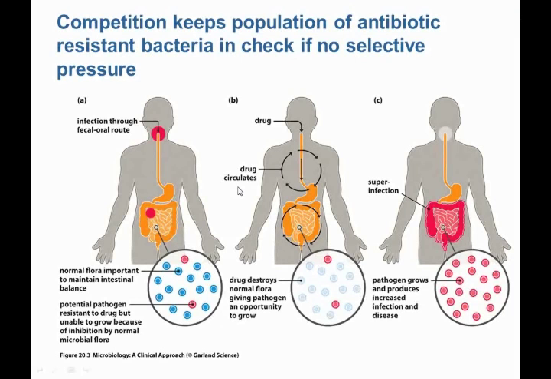If you think about it this way, competition keeps the population of antibiotic-resistant bacteria in check if there's no selective pressure. This is a great figure to say don't take antibiotics if you don't need them. So here it's showing essentially in your gut you have these microbes. Here are 2 in red that had a random mutation that makes them resistant to antibiotics. Now let's go ahead and take the drug.